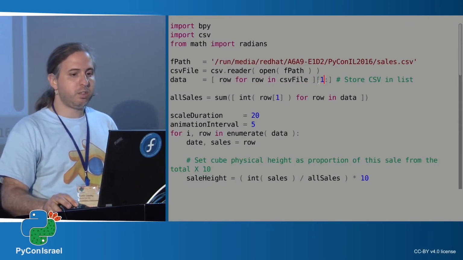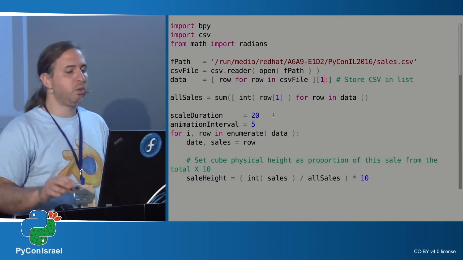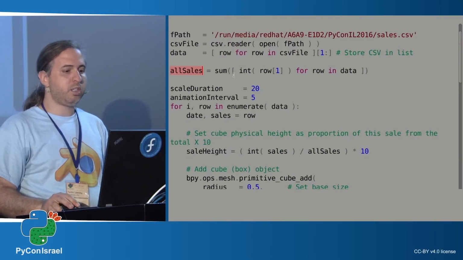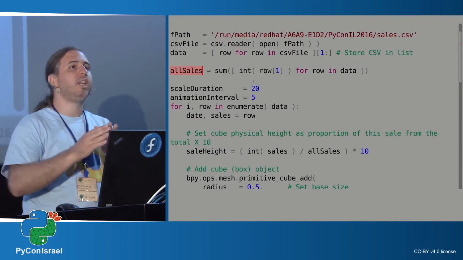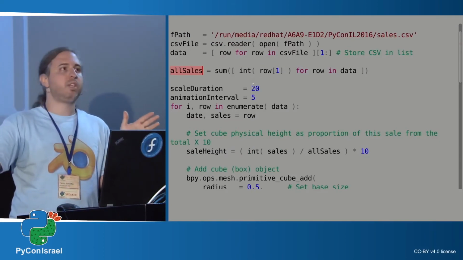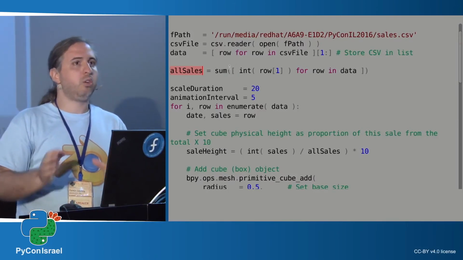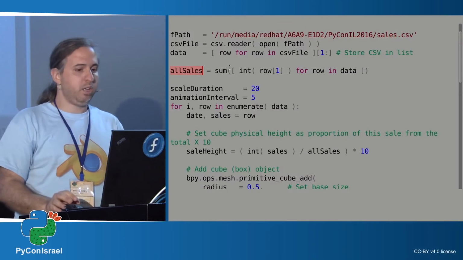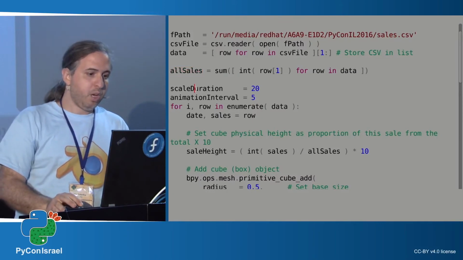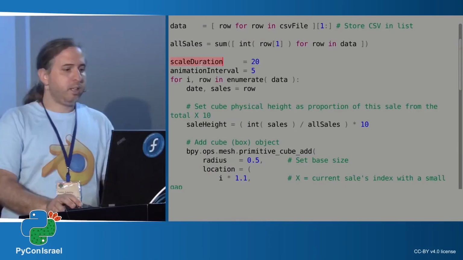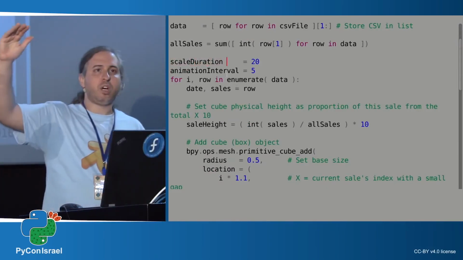This is why the slicing here is performed, to just ignore the titles. And this little line here just summarizes the sales so that we can have a total count of the sales that we can then normalize our sales with accordingly. Okay, so we have a few little parameters here that control the animation that you just saw.